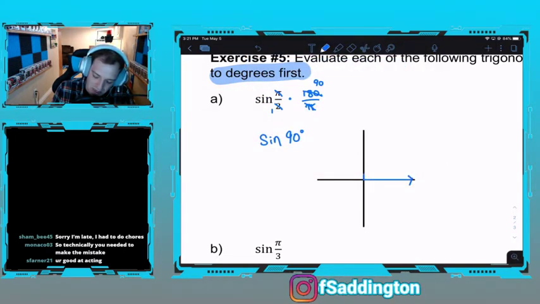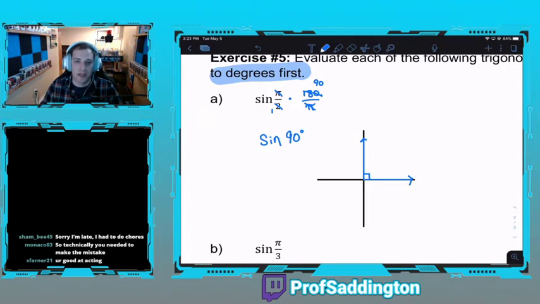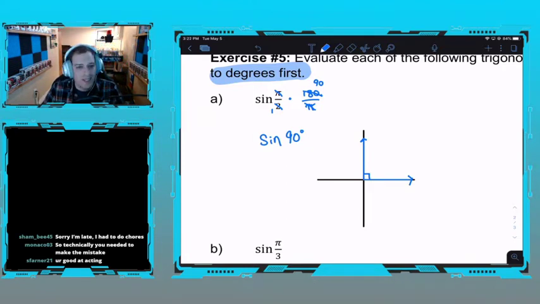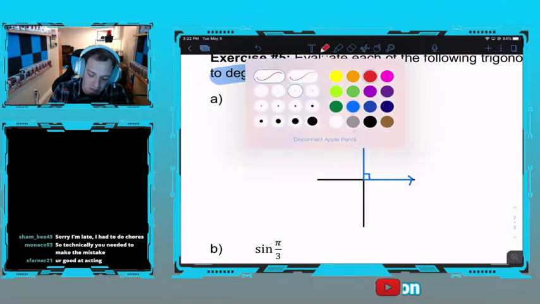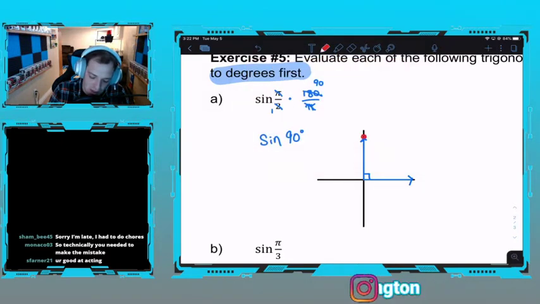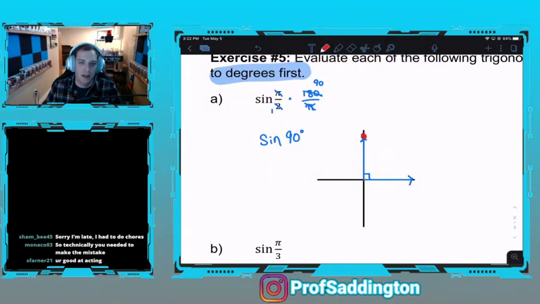I have my initial ray. My ending ray is 90 degrees, so it's going to just be a vertical line. So this is our 90 degree. This is not a special right triangle. This is not 30, 60, 90. It's not 45, 45, 90. What we're actually looking for is the coordinate up there.